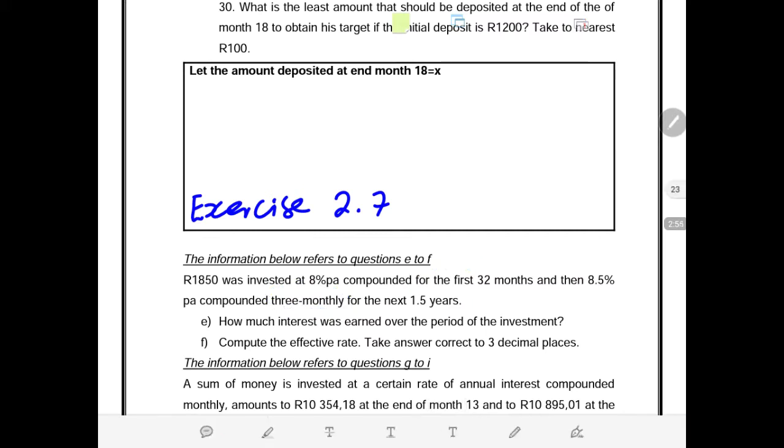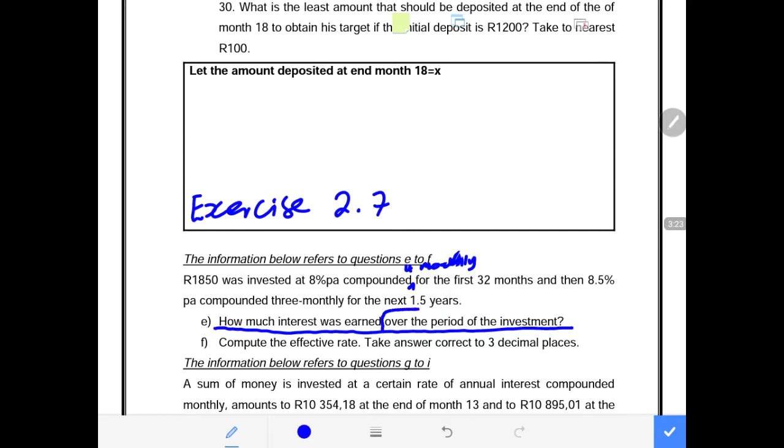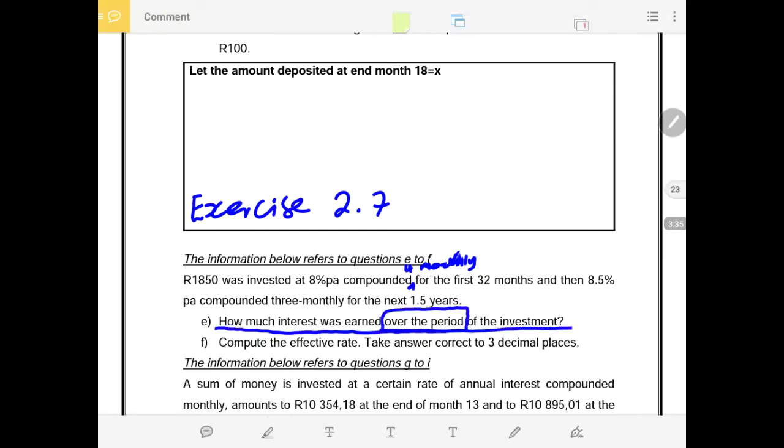Now let's continue on that same note. Then it says how much interest was earned over the period of the investment. And this is what I said I wanted to explain in the previous recording. But it's still good that I'm explaining it here. The interest here is earned over the period. This is a very important phrase, over the period, meaning we're calculating interest from the day the investment was made up until the last day of the investment, or the focal date.